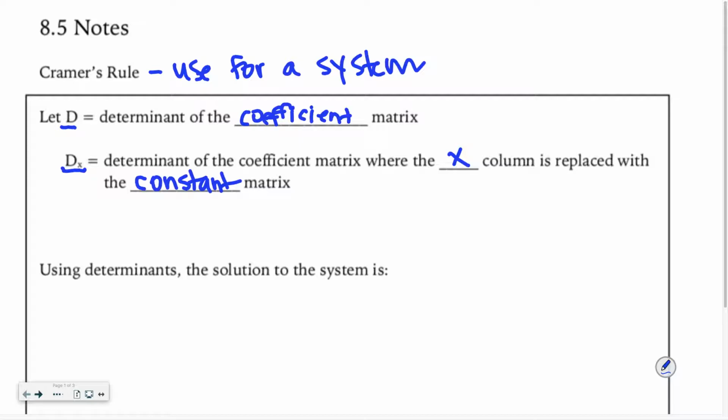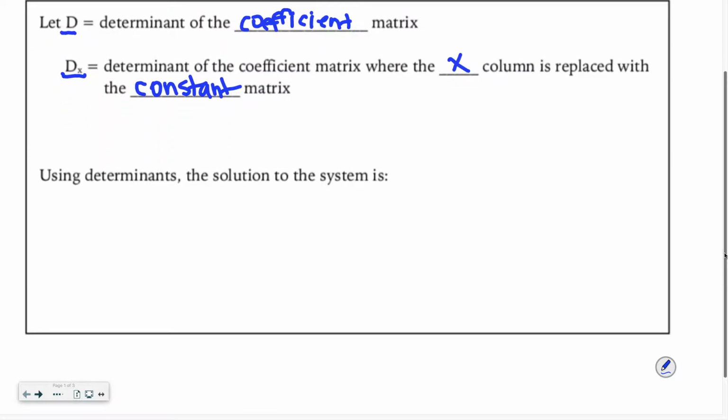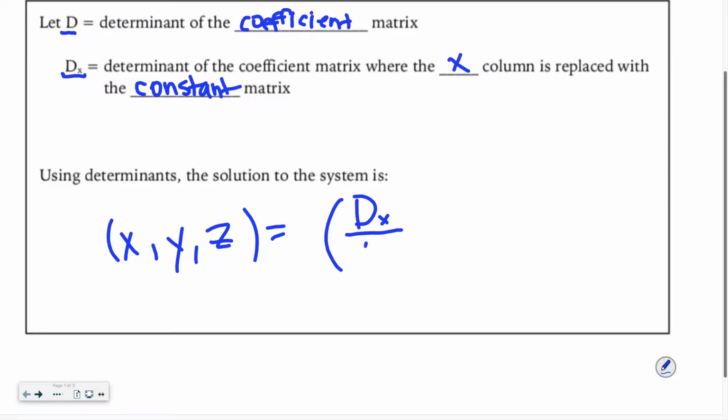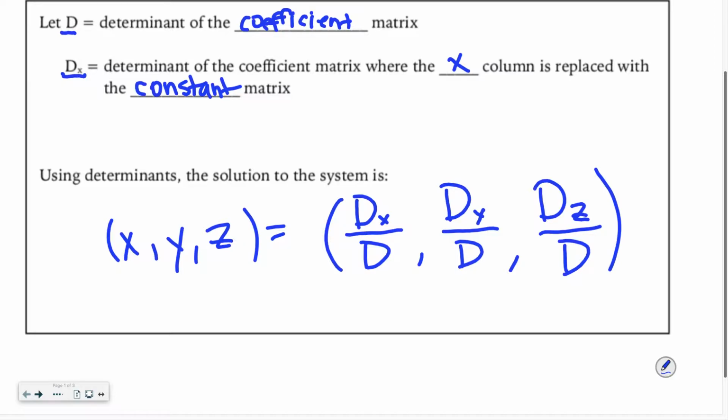After we find our determinants: determinant D, and for a 2-variable system d sub x and d sub y. If we have a 3-variable system, we have to find d sub x, d sub y, and d sub z. Then to get our coordinates, we take d sub x and divide it by d. We take d sub y and divide it by d. And if we have three variables, d sub z divided by determinant D.